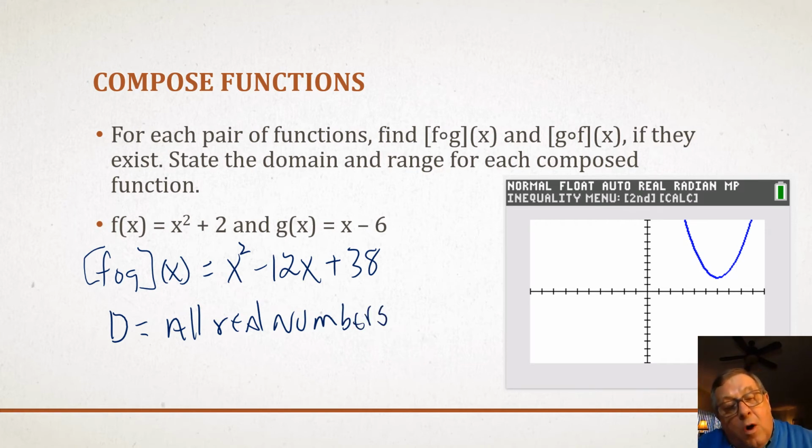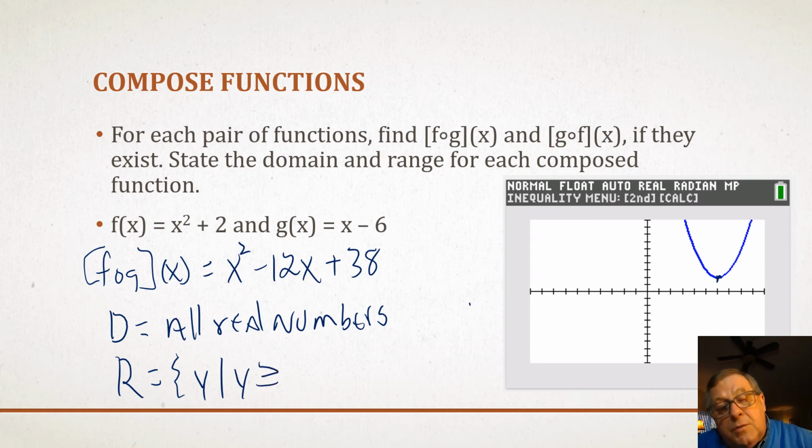But f of g is a quadratic. And we should have already learned that we'll see some restrictions on the range if we've got a quadratic function. And looks like we bottom out right here, where y is equal to 2. And so then our range is going to be y such that y is greater than or equal to 2. And that would define our range. We see a bottoming out in our parabola where y is equal to 2. Now let's go do g of f, the goth, and see what happens.